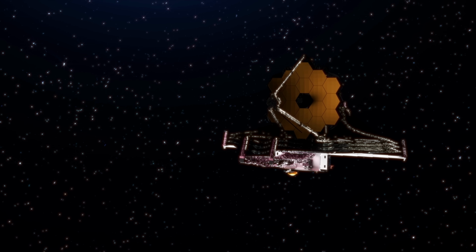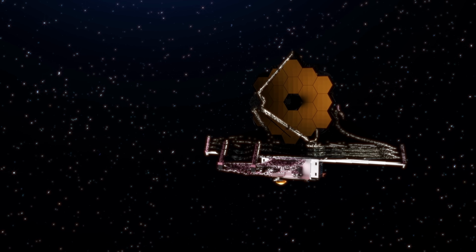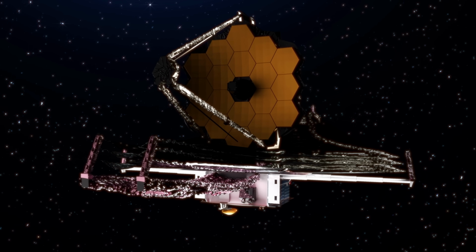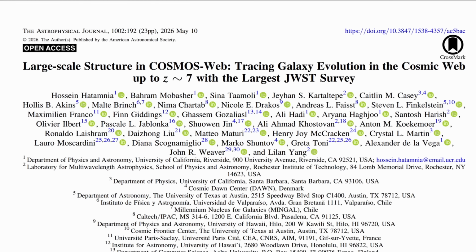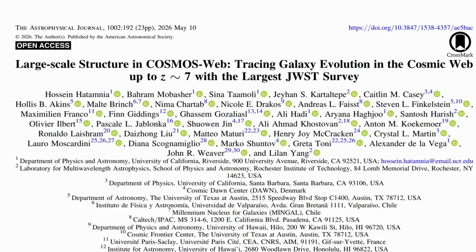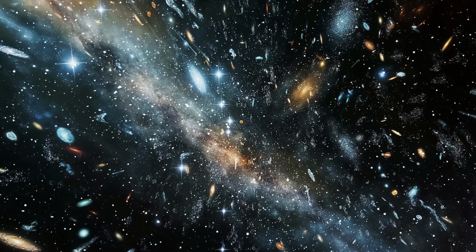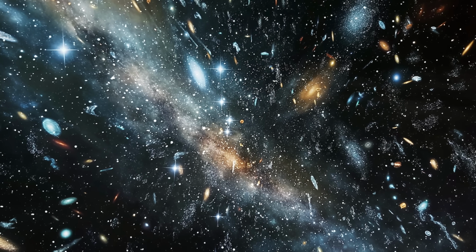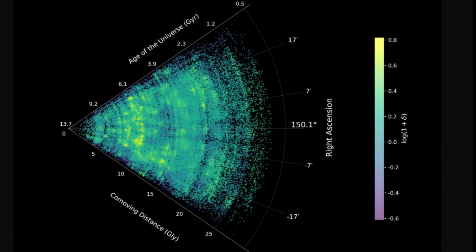And a few years back, we started to discuss some of the first observations of this mysterious object, but now in just the last few months, we had some of the biggest news coming from several surveys, including the one known as Cosmos Webb, the largest survey conducted by the James Webb so far, that was now officially discussed in this study led by Hossein Hatamnia.